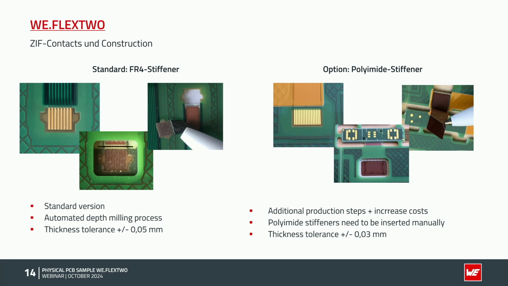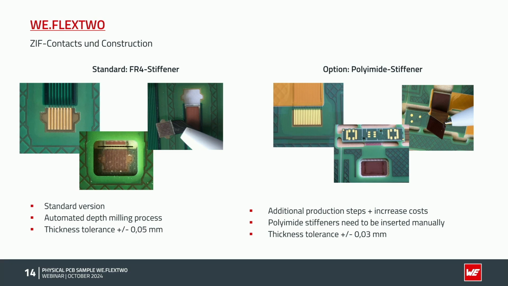On the other hand, on the right side, you see a polyamide stiffener, which we have to use if we have a specification of 30 microns tolerance. Therefore, we need, I would say, a lot of additional production steps. We have to cut the polyamide foil. We have to insert the polyamide. That's a manual step. So we have increasing cost, of course, for this solution, but it's possible.